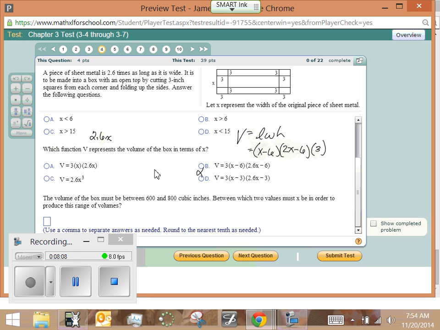It says the volume of the box must be between 600 and 800 cubic inches. Between which two values must x be in order to produce this range of volumes? You would basically take this and set it equal to 600 and solve for x, and then set it equal to 800 and solve for x, and that'll give you two values for x that you need.